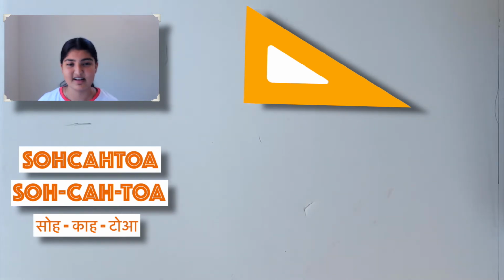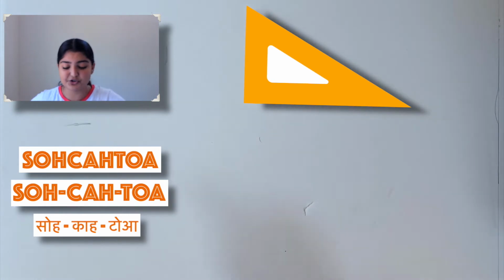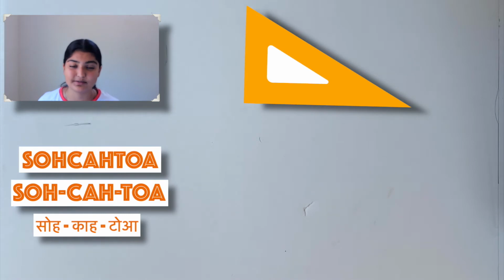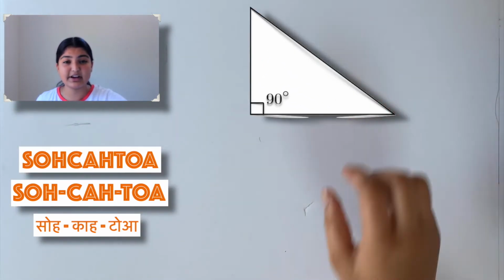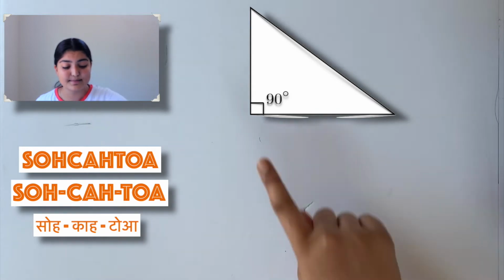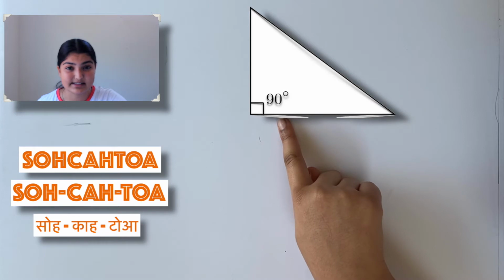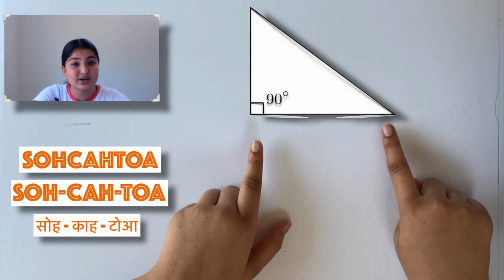But wait, what does a right angle triangle have to do with SOHCAHTOA? Let me tell you about it. Here's another right angle triangle. This is called a right angle triangle because one of these angles measures 90 degrees. But what does SOHCAHTOA have to do with this right angle triangle?